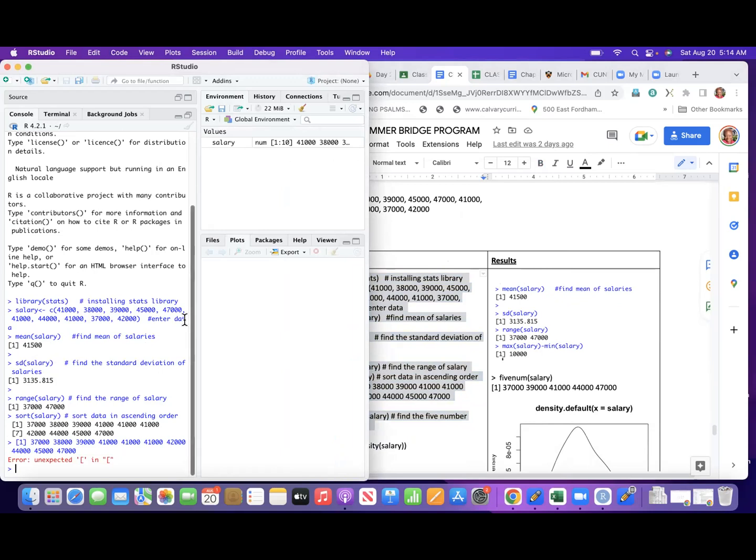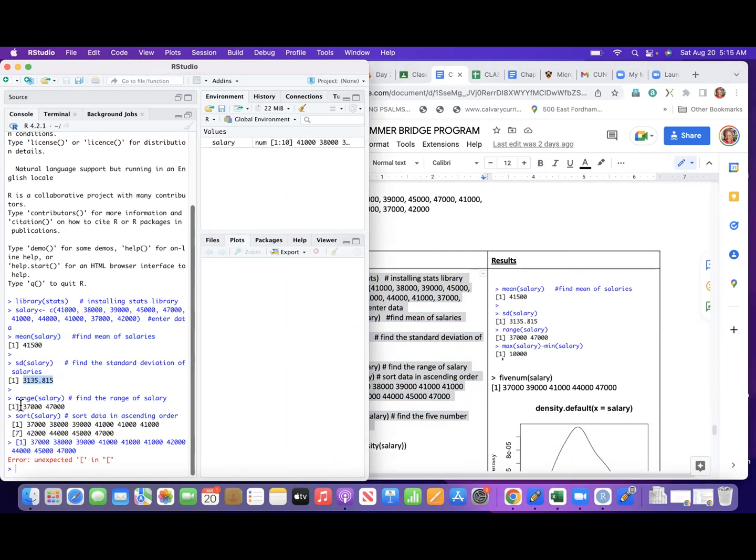Okay, so now let's see what just happened here. When you look at it, it gave us the mean to be 41,500. So the mean salary of the graduate at that corporation is 41,500. The standard deviation is 3135. So every data point lies about 3135.815 from the mean.